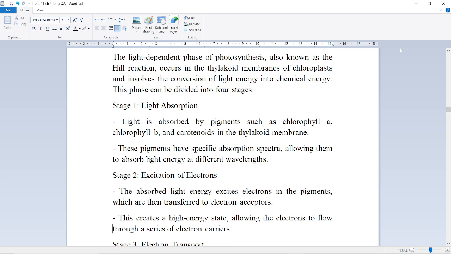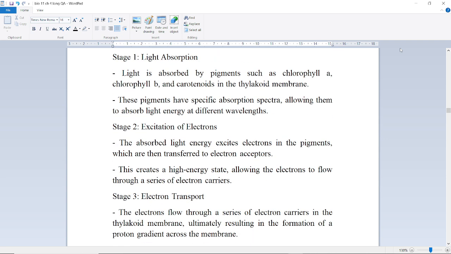First stage is light absorption. Light is absorbed by pigments such as chlorophyll a, chlorophyll b, and carotenoids in the thylakoid membrane. These pigments have specific absorption spectra, allowing them to absorb light energy at different wavelengths. Stage 2, excitation of electrons. The absorbed light energy excites electrons in the pigments, which are then transferred to electron acceptors.